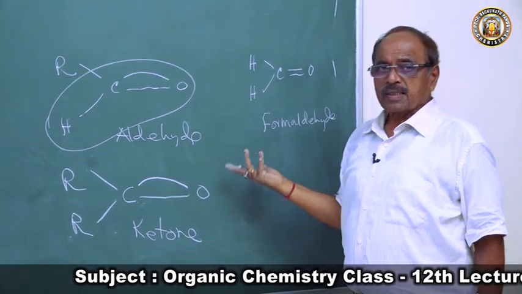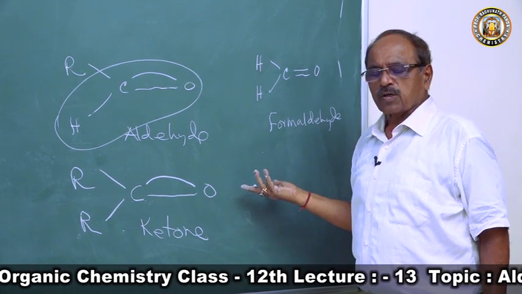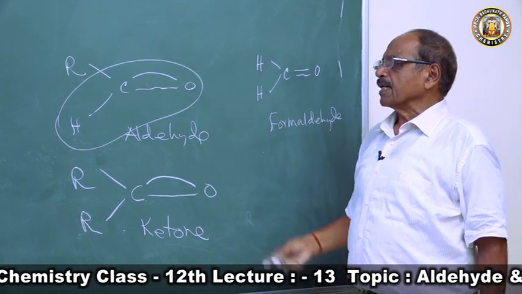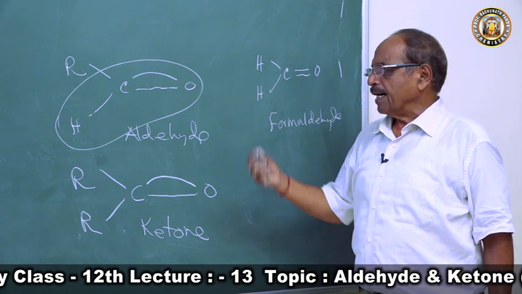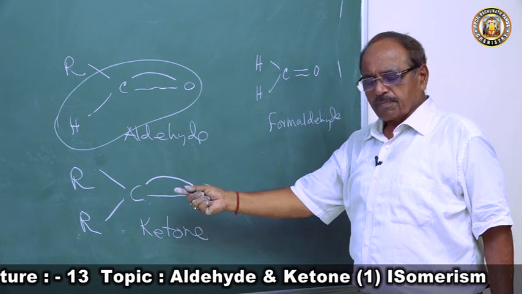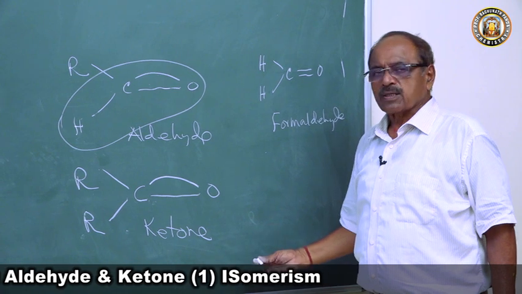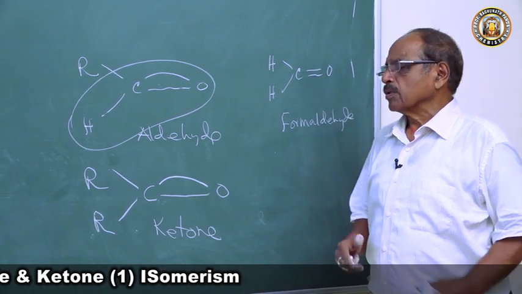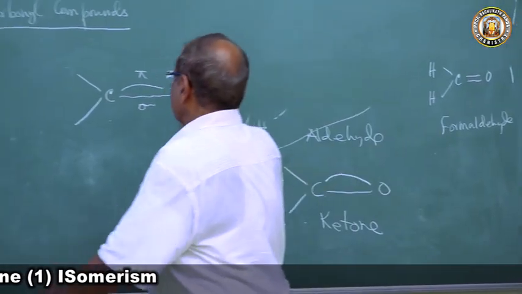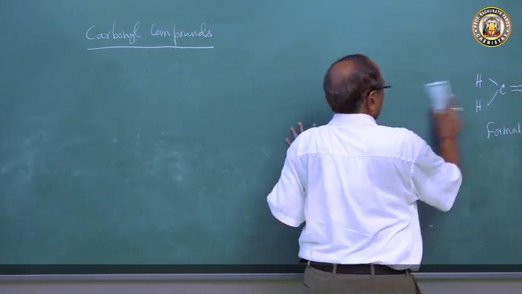So what are carbonyl compounds? Compounds containing a carbonyl group are called carbonyl compounds. When the two valencies of the carbon atom are satisfied by an alkyl group and a hydrogen atom, it is called an aldehyde. When the two valencies of the carbon atom are satisfied by two alkyl groups, it is called a ketone. So the two types of carbonyl compounds are aldehydes and ketones.